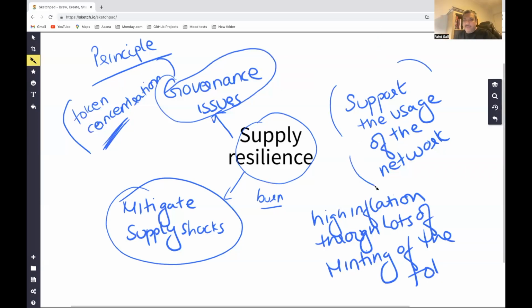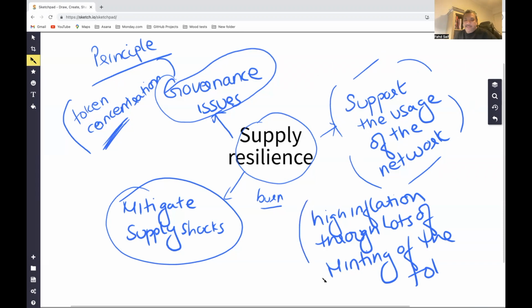We've talked about this at large. Support the usage of the network, support the usage of the ecosystem. The tokenomics should support the usage of the project that it's been built across, not the other way around. So it should create value to the project.